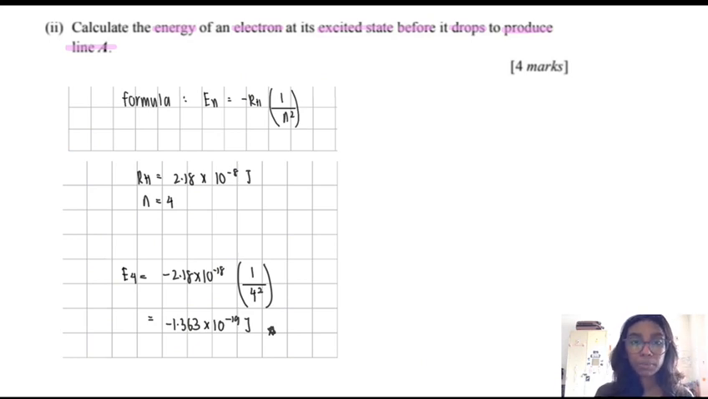So the difference between the question before this and this question is the Rydberg constant. So the Rydberg constant used for this question and the previous question is different. So that is one of the key things that we need to identify.